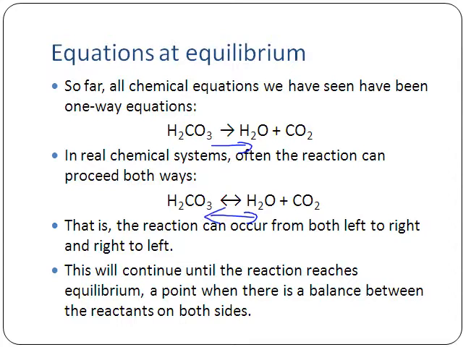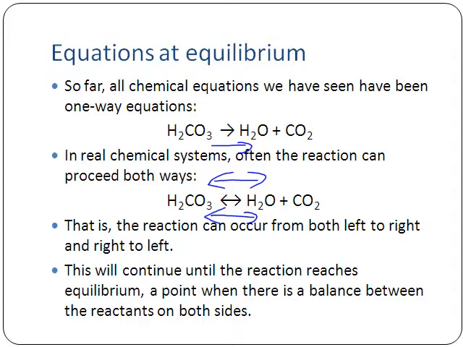carbonic acid. This is basically what happens in pop. You take a sealed pop, it has carbonic acid in it. It also has some water and some carbon dioxide in there. If you shake it up, it's going to move the reaction from carbonic acid into water and carbon dioxide. But if you let it sit for a while, that's going to go back the other direction, and some of that water and carbon dioxide is going to form carbonic acid. So this is a two-way reaction. The reaction can occur from both left to right and from right to left.